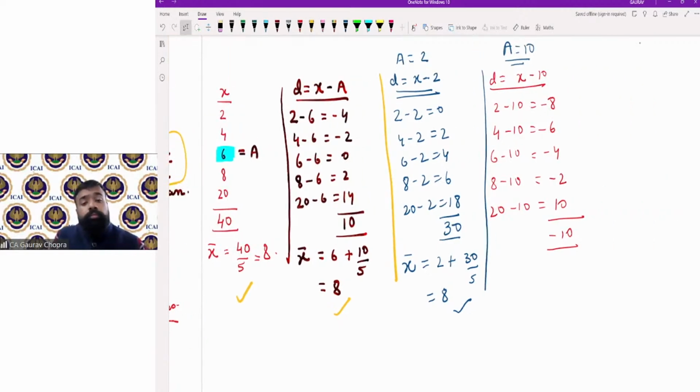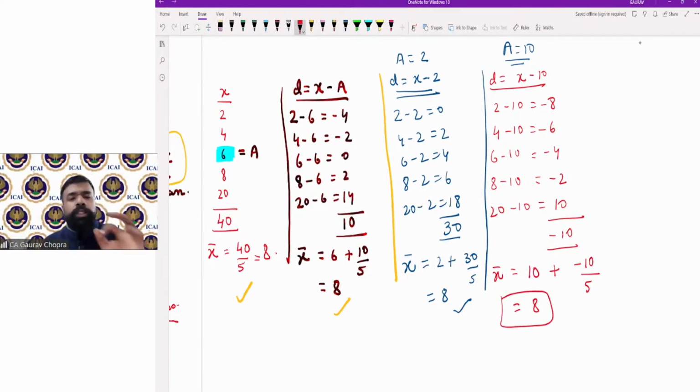Now what you have to do? X bar is equal to 10 is the assumed mean plus sum is negative 10 divided by 5. Now check what is the result. Result is same. There will be no change. X bar is equal to 8 again. So whatever you assume, result will be same. Result आपका same रहेगा. All right, everybody.